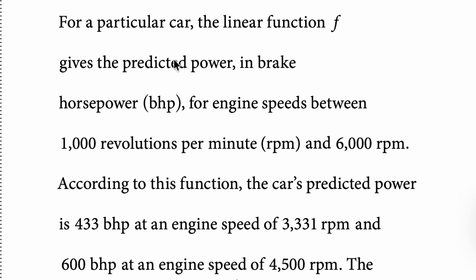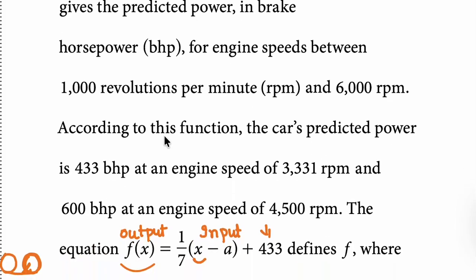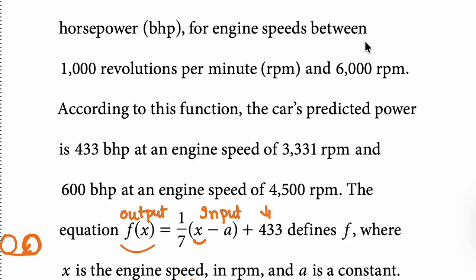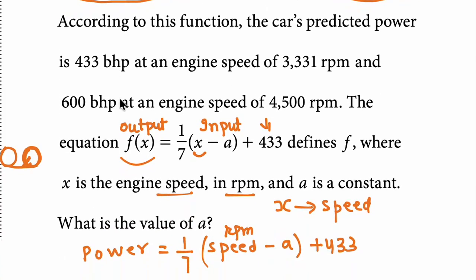For a particular car, the linear function f gives the predicted power in brake horsepower for engine speeds between 1000 revolutions per minute and 6000 revolutions per minute. That means you are going for a long drive. Sometimes you drive really fast and then it is 6000 revolutions per minute, and the minimum is 1000. Okay, point taken.